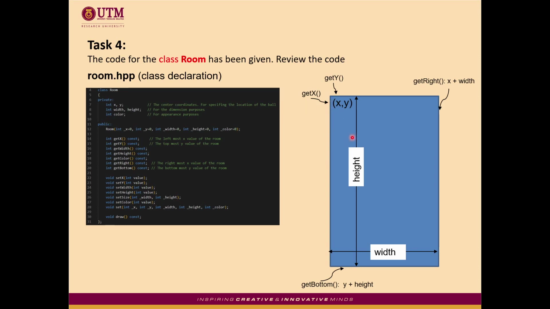The second one is about the size. Just now for the ball, the size is the radius, but for this room, the size is the dimension, the width and also the height of this room.